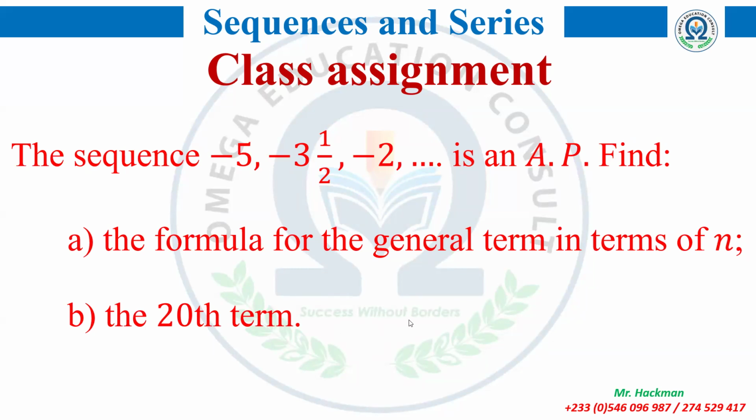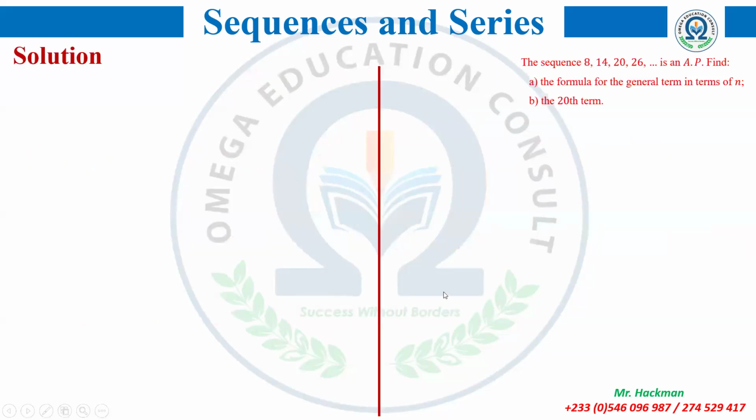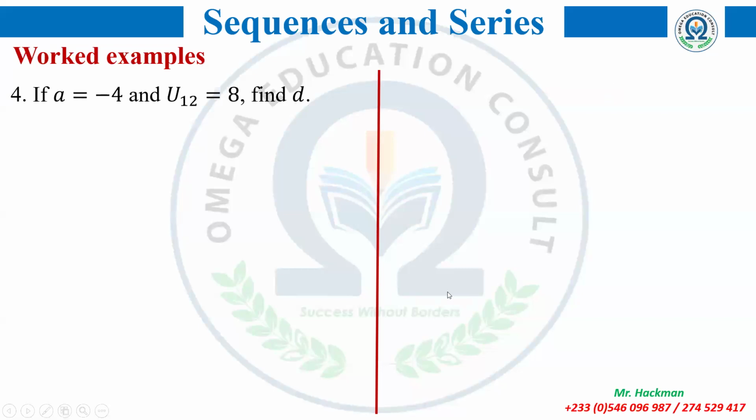Okay, so now that you submitted your assignment, I can move on. We'll look at the solution later. So now let's look at another set of questions, quite different from what we've done, but we are basically going to use the same concept anyway. All right, so let's look at this question. Question 4, example 4: if A, which is our first term, is equal to -4, and U sub 12 is equal to 8, find D. So you've been given more or less 2 relations.